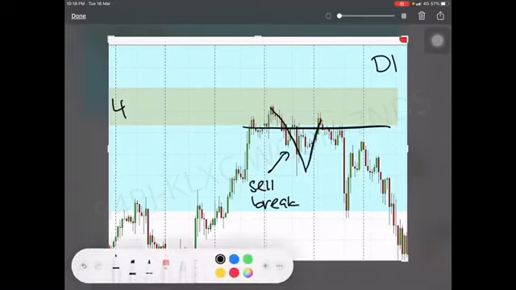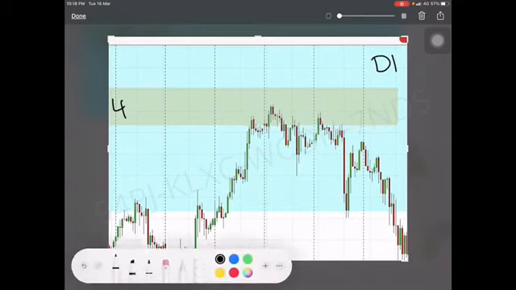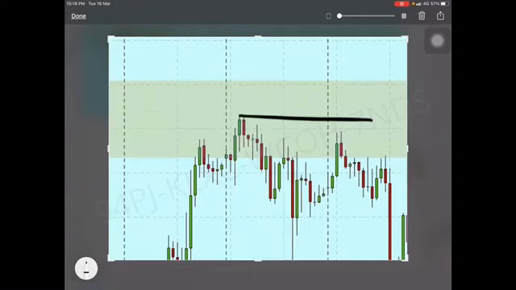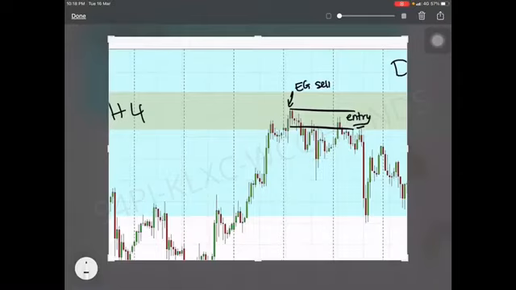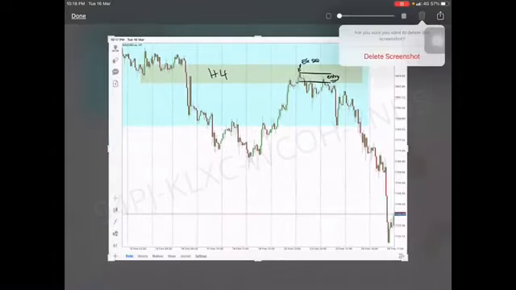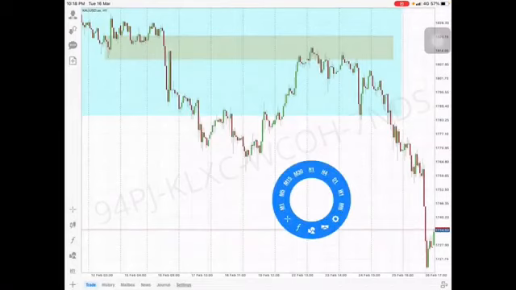After that, we can entry. So how do we entry now? Look at it and you will see there is engulfing sell. You see this? So this is where you will entry. Here is the zone for you to entry. So that is the completed SOP. Is it clear to you now? Okay, so let's do another one.